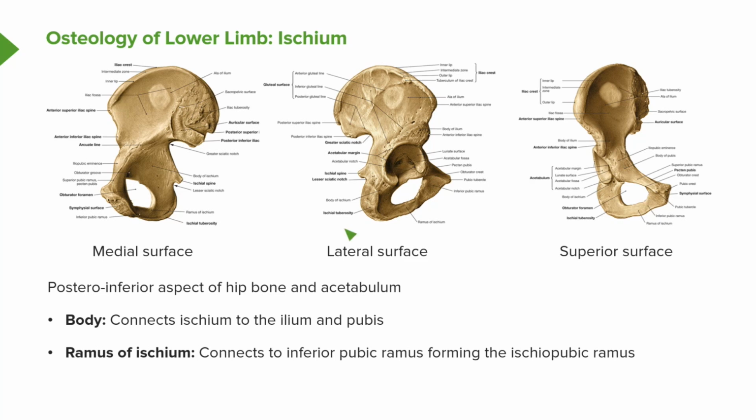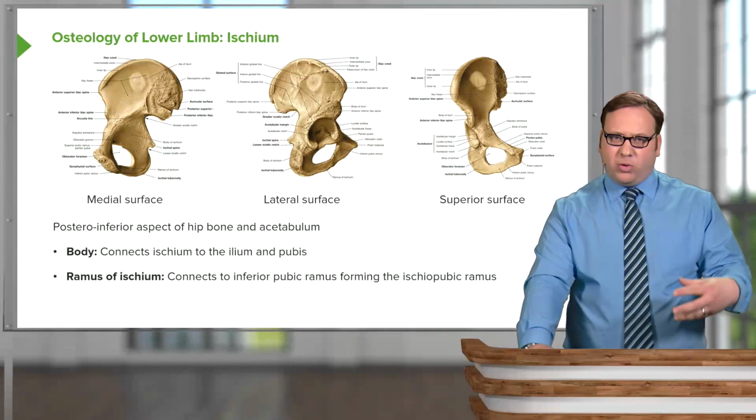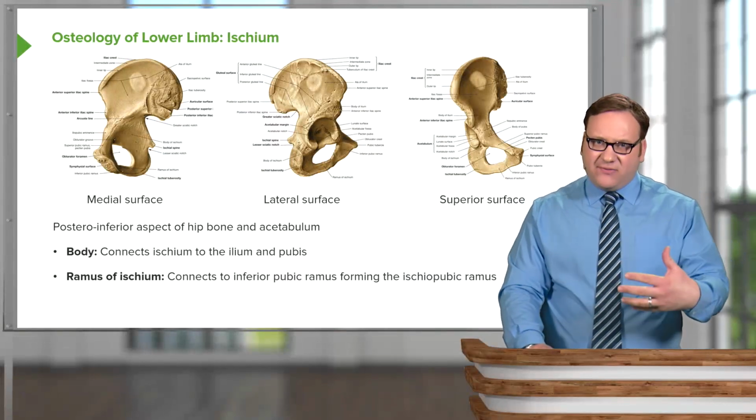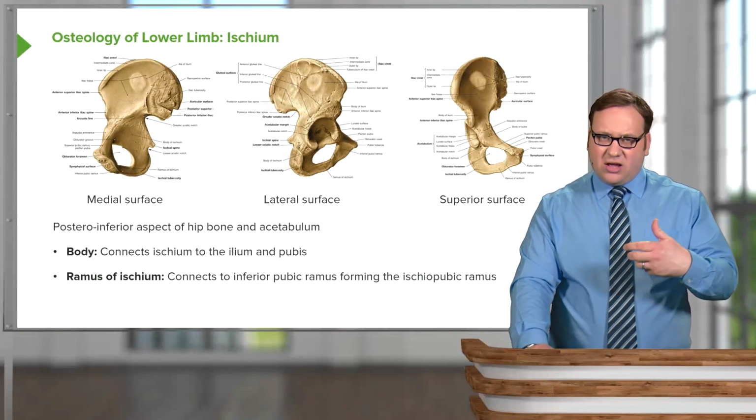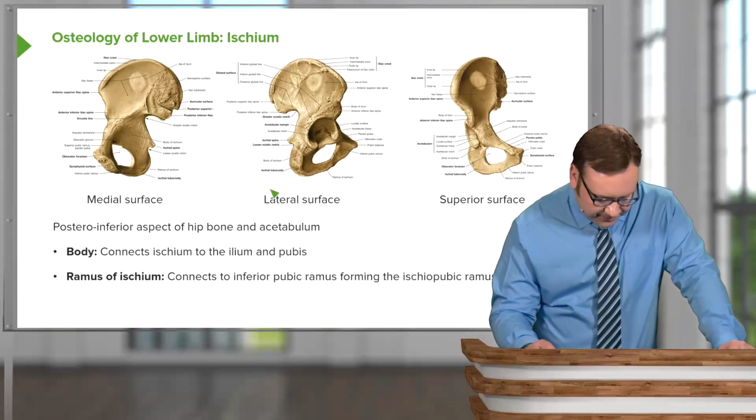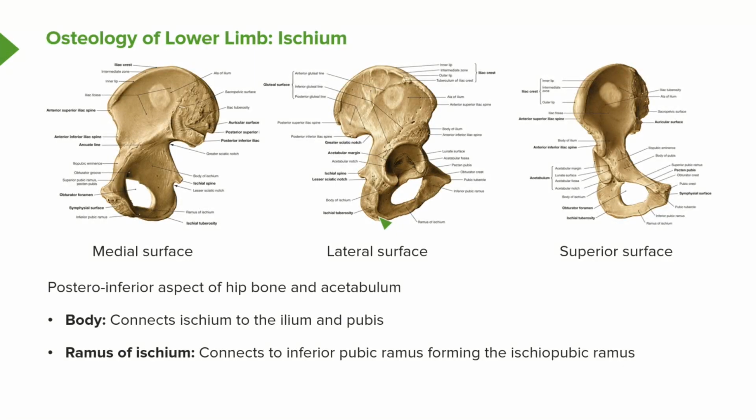We can also recognize the ramus of the ischium, and the ramus of the ischium is important. It connects the inferior pubic ramus of the pubic bone. So here, if we look at this lateral view, we can see running down here from the body of the ischium, we have the ramus of the ischium, and that runs towards the inferior pubic ramus. And collectively, that forms the ischiopubic ramus here. We can see that on this lateral surface.